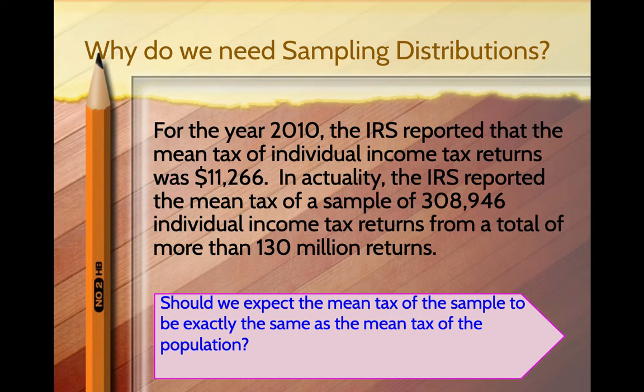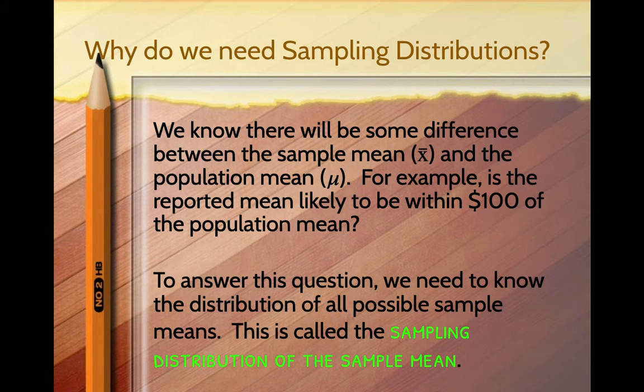So do you think the sample mean is exactly the same as the population mean? No, we don't think that's exactly right. We expect there to be error. Hopefully it's close, but how close? We know there's going to be some difference between x bar and mu, but we want to know how much error we can expect. If it's within $100, that's pretty much a good enough estimate. If it's only within $1,000, then that's wildly off. That's kind of what we're looking at.